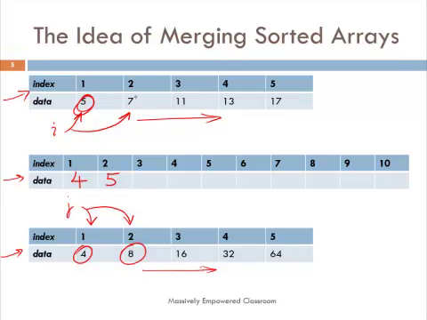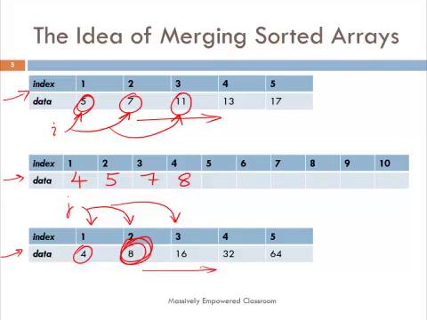So now we compare 7, which is pointed to by i, and 8, which is pointed to by j. In this case 7 is smaller than 8, so I copy 7 here and i gets advanced to its next element, j stays where it was. So now we compare 8 with 11. Whichever one is smaller, in this case 8 is smaller, we copy 8 to the next element of the resulting array, and now we advance j to point to the next element.